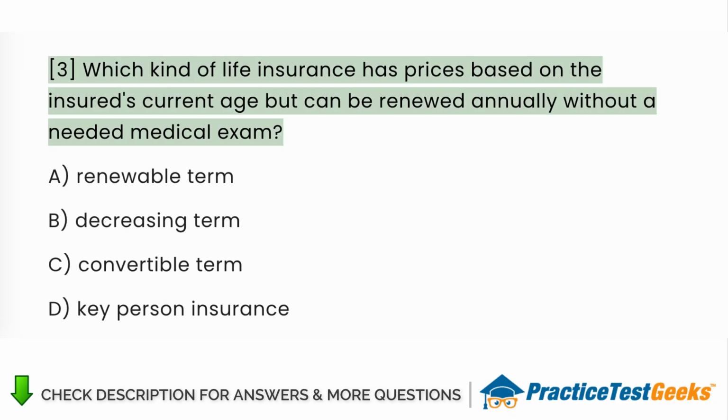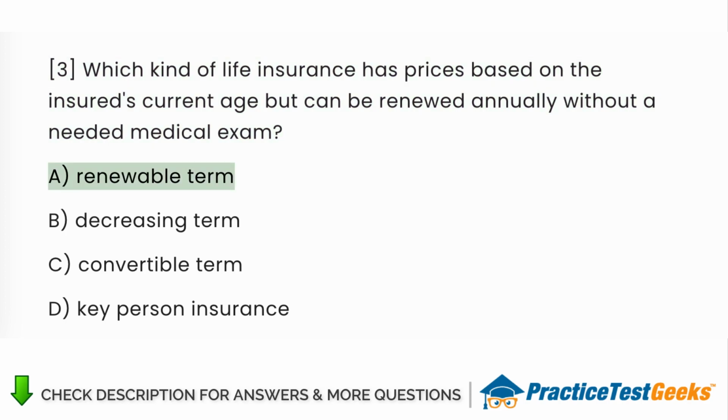Which kind of life insurance has prices based on the insured's current age but can be renewed annually without a needed medical exam? A. Renewable term. B. Decreasing term. C. Convertible term. D. Key person insurance.